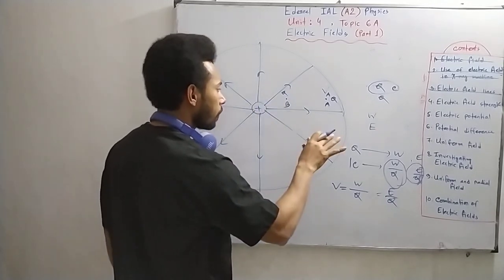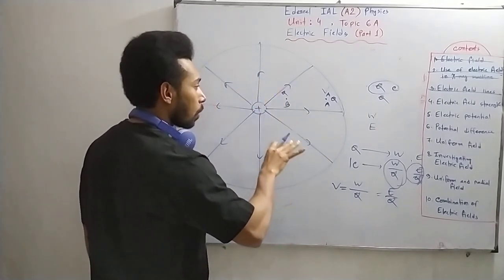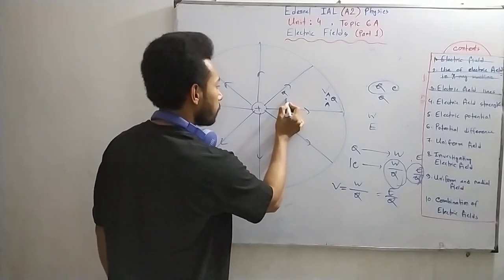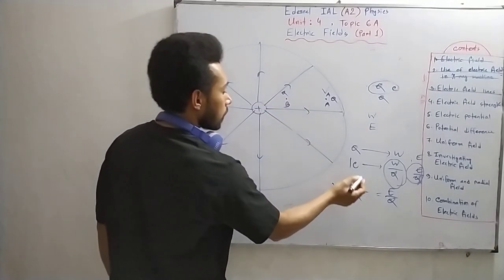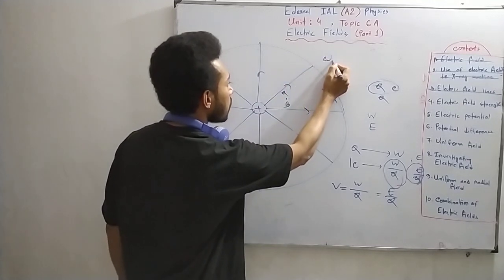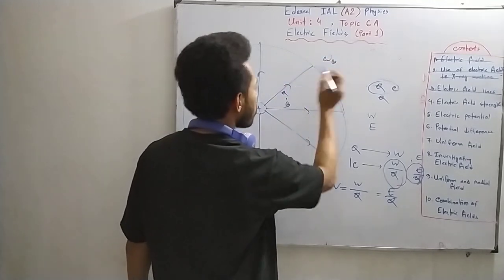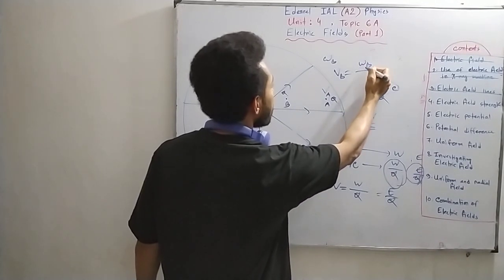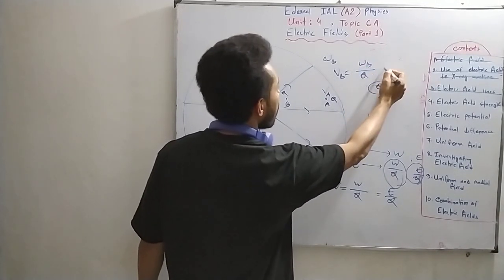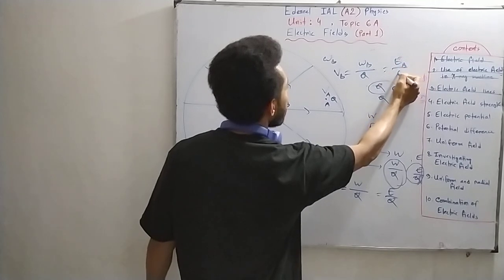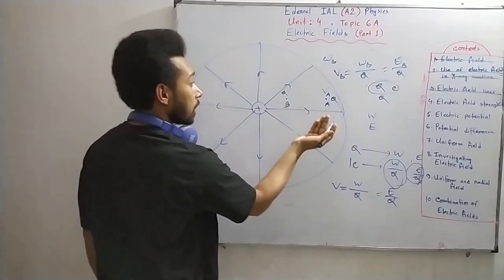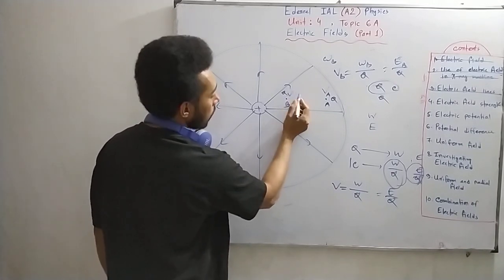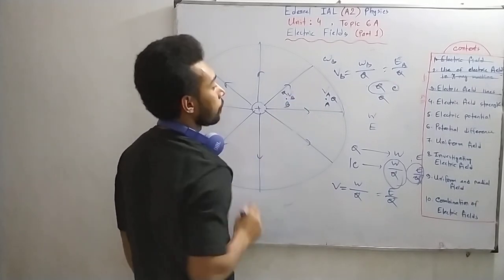Therefore, if the work done per coulomb charge to bring it into point B is WB, then the electrical potential VB will be defined as WB by Q, or energy transferred by Q. Okay, the point is at a different electrical potential, and the potential of this point is VB.